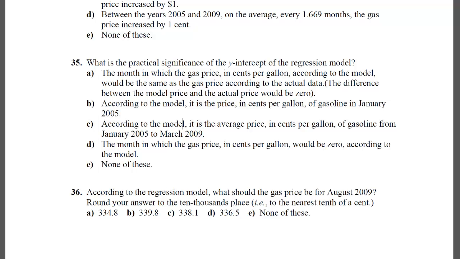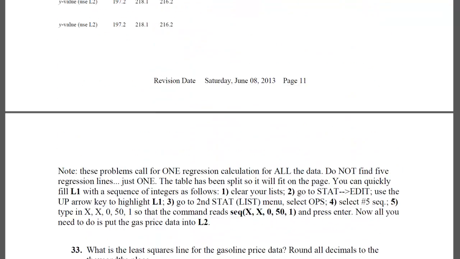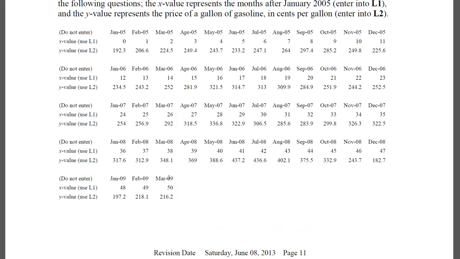Okay, and so question 36 is saying, according to the regression model, what should the gas price be for August of 2009? So let's figure out what we're being asked to do here. You'll notice that March of 2009, which is the third month, is 50. Now August is the 8th month, and so 8 would be 5 months after the 3rd month. And so in other words, the x value that you're actually being asked to input here would be 55.